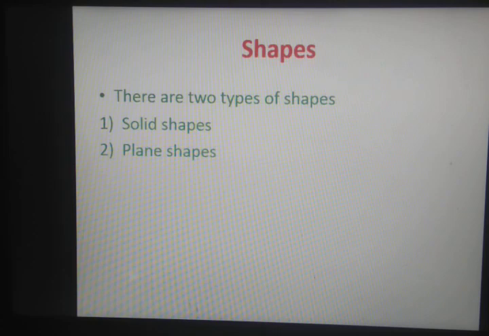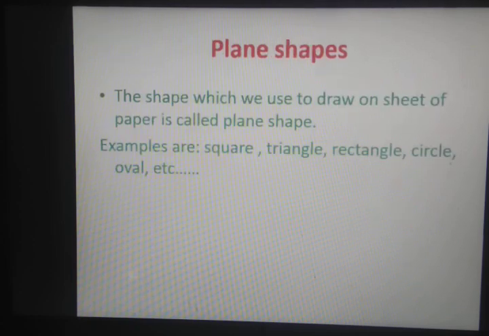As we know, our topic's name is Shapes and Angles. We have learned in earlier classes about shapes. There are two types of shapes: plane shapes and solid shapes. Let's learn about plane shapes. What is the definition of a plane shape?